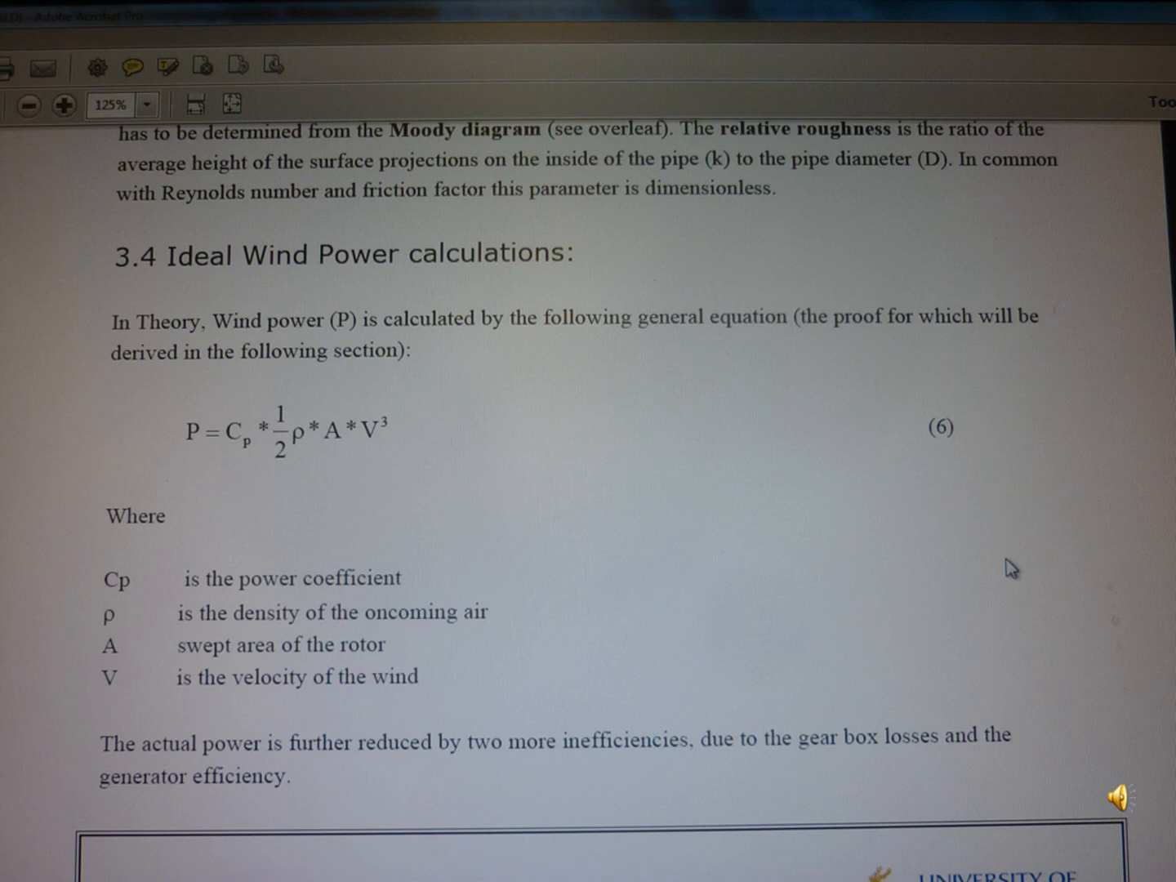P equal to Cp multiplying half rho A V power 3. Here the power coefficient Cp changes the power gain of the turbine, and the area and air density also affect the power.